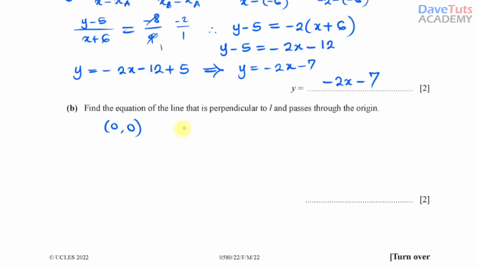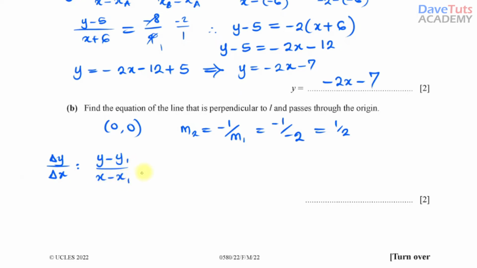Yes, we know that the slope m2 will be minus 1 over m1, and that will be minus 1 over minus 2, since this m1 is minus 2, so this is 1 over 2. Then that concept of change in y over change in x, which is still valid, says that y minus y1 over x minus x1 is equal to the slope. That slope is m, which is equal to 1 over 2.